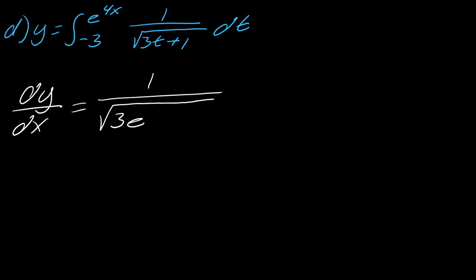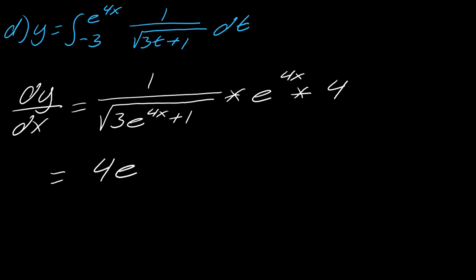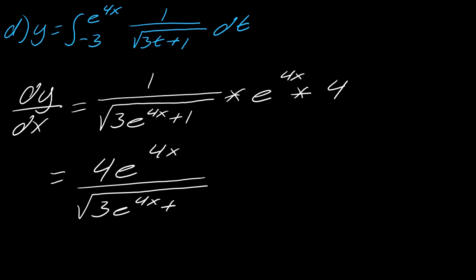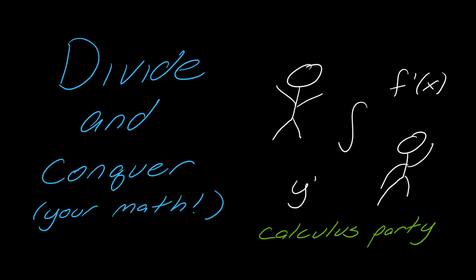So this becomes 3e to the 4x plus 1, but now I have to multiply this by the derivative. Now, I'm actually going to have to use a chain rule also on this. The derivative of e is just e, and then I leave the inside function intact, and then I multiply that by the derivative of 4x, which is just 4. So in the end, this equals 4e to the 4x over the square root of 3e to the 4x plus 1, and we're done. And so that was a nice and short and sweet video.